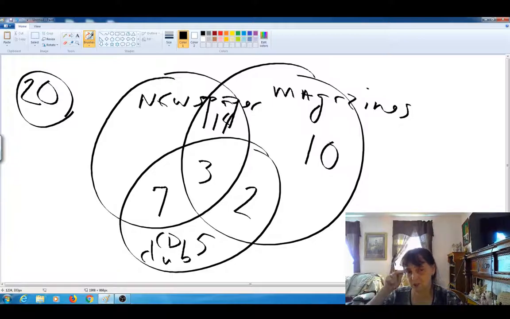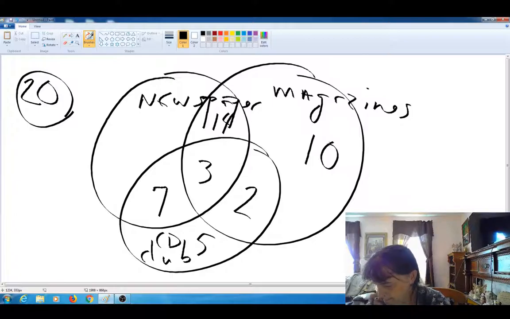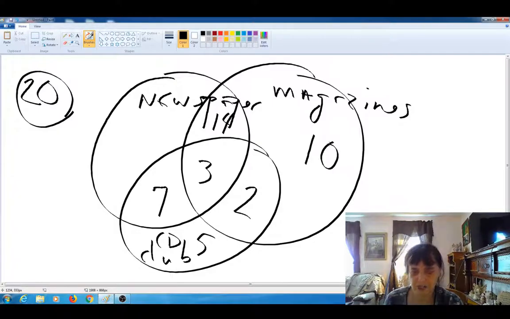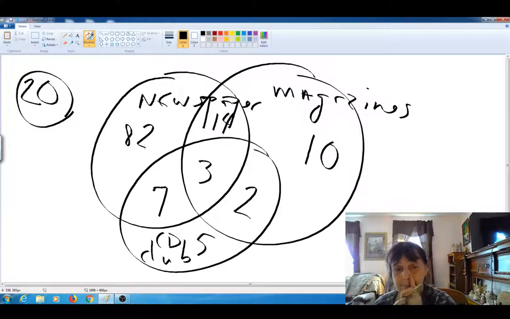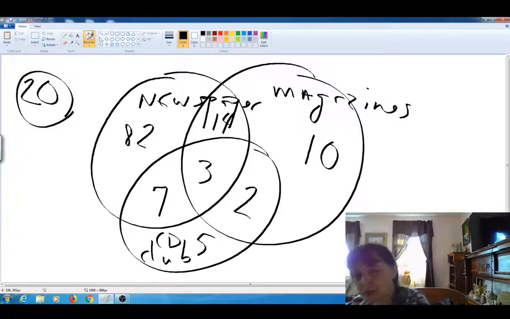And 106 subscribed to a newspaper. This is a newspaper. This is 14. Okay, 14 plus 3 plus 7 is 24. Okay, and 106 minus 24 is 82. Okay, so this number here is 14.